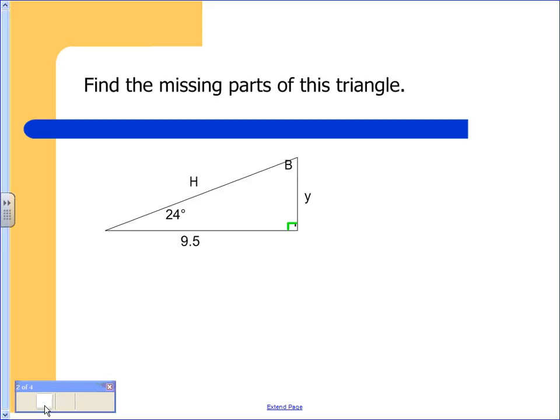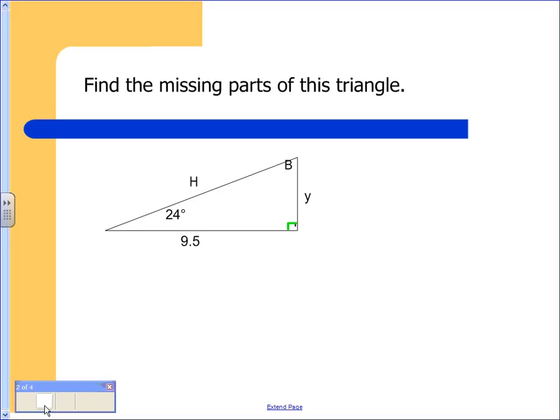You have to have either H or Y, correct? We only have one of the A, B, and C. You have to have at least two to use Pythagorean theorem. So what we are going to have to do instead, any ideas? Yes. We're going to use either sine, cosine, or tangent.